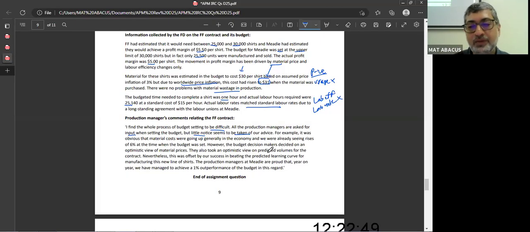They also took an optimistic view on predicted volumes for the contract. Nevertheless, this was offset by our success in beating the predicted learning curve for manufacturing these new line options. And that is commendable. That is their work. The production managers are proud that year on year, we have managed to achieve a 1% outperformance of the budget in this regard. Yeah, so based on learning, they have been able to always beat the budget by 1%. Now, to be fair, this outperformance also seems not to have been included in the budget.